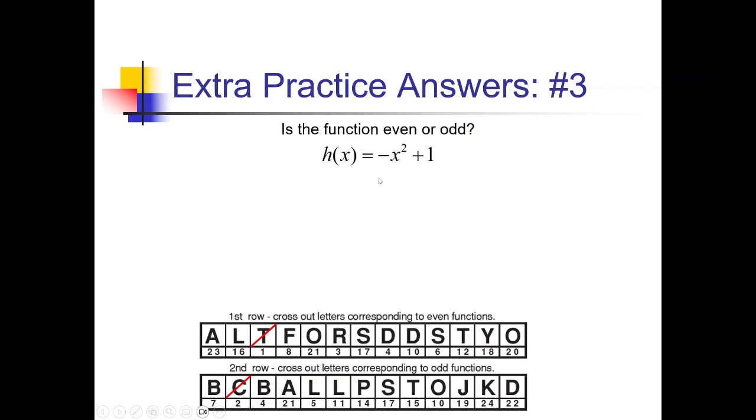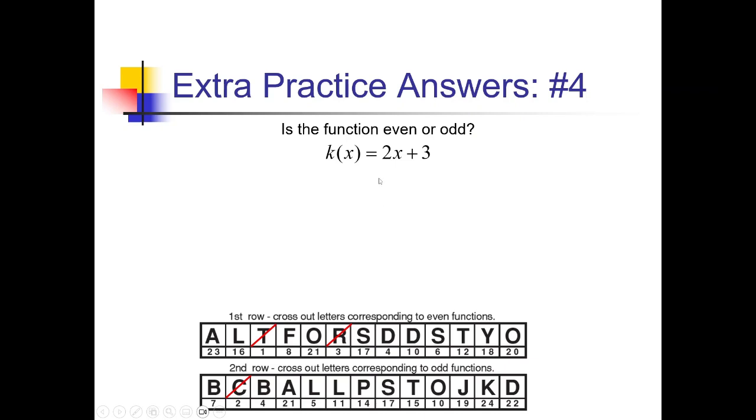For number 3, we've got negative x squared plus 1. So x squared obviously is an even exponent. 1 actually counts as an even. This is really 1x to the 0 power, which counts as even if we're doing this whole even versus odd thing. So all even powers here. So we're going to use the top row now and cross off the letter above 3, which is r.